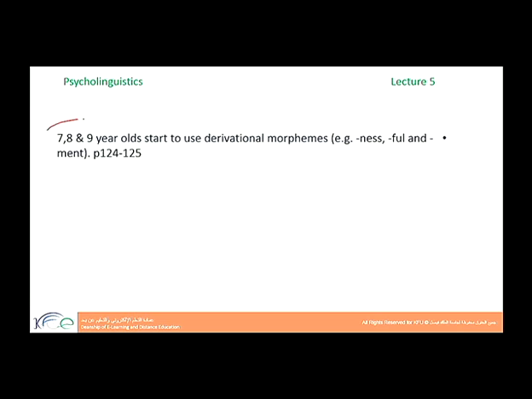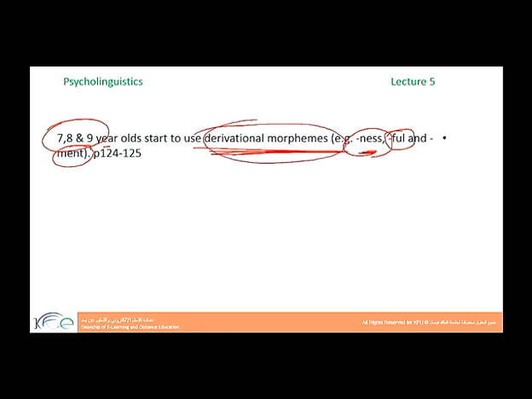Then, after that, the last stages, 7 to 8 and 9 years, what happens around this time? The children start to use derivational morphemes, as in happiness, this ness here. For example, beautiful, this full, and meant, as in government. These are called derivational morphemes, and the child starts using the morphemes on different words around 7, 8, and 9 years old.